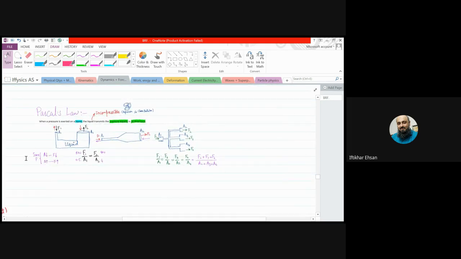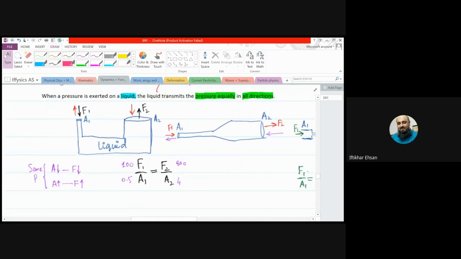And what is the application of this? If we want to increase our force, we will apply a smaller force on the smaller area, and on the larger area it will be converted into a very large force. Oppositely, if we want to decrease the effect of a force, to minimize it, then we apply the force on the larger area. On the smaller area, it will be converted into a smaller force. The effect will be reduced, but the pressure will stay the same on both sides.